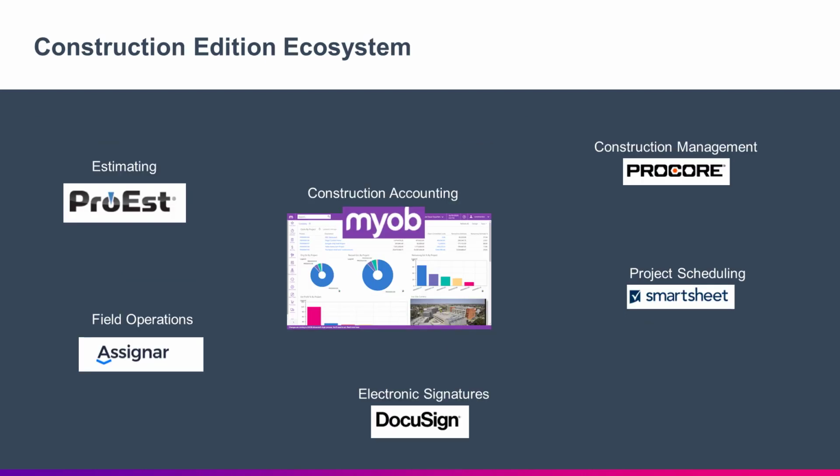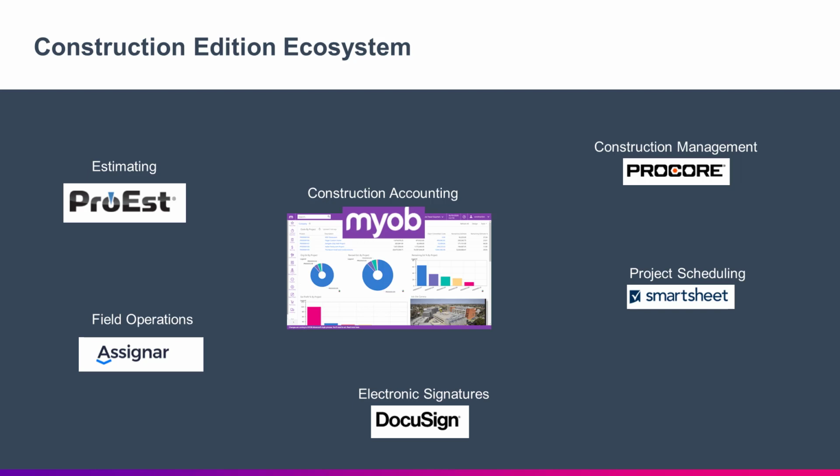Now, when talking about the Construction Edition, it is important to view it as a whole ecosystem rather than just one component. So at its core, you have MYOB Advanced, which functions as the construction accounting module. It allows you to track your costs and your revenues against budgets, ensure that you are receiving bills from your suppliers, and raise invoices out to your customers. And of course, track the overall profitability of your projects.